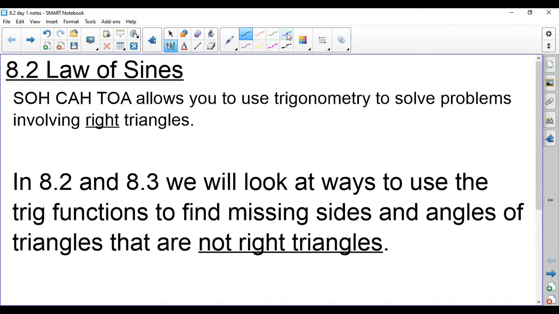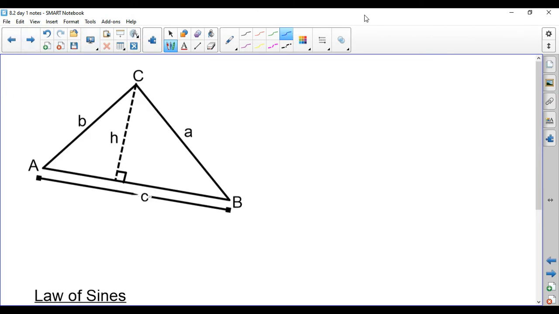There are certain cases where you can use those functions and specific formulas in order to find missing sides and angles. So today we're going to work with what's called the law of sines, and I'm going to show you where this formula comes from because it's one that we can kind of derive pretty easily.